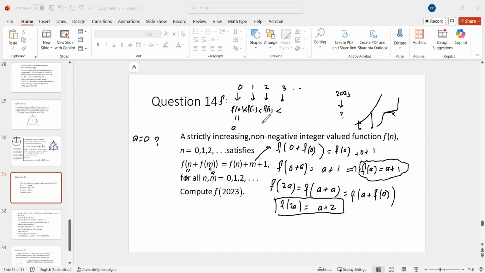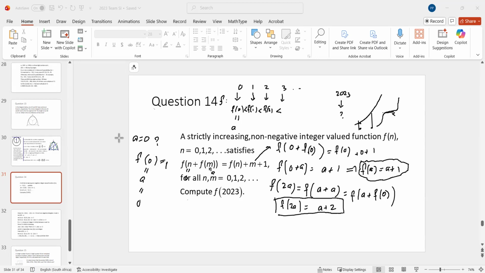Well, if that is the case, then from this equation, if a equals 0, then you've got f of 0 is 0 plus 1, which is 1. But f of 0 is a, and we are saying that a is equal to 0, so you got 0 equals 1. This is impossible. If a equals 0, you got 0 equals 1. So a is not 0. It actually turns out that a is 1.